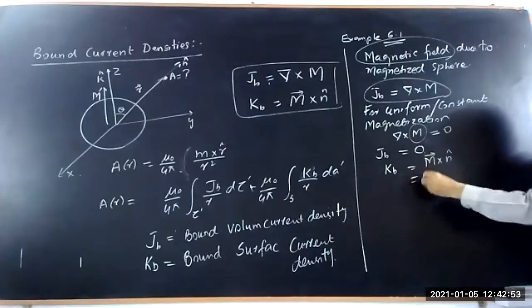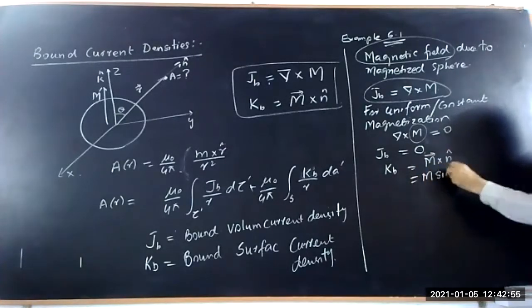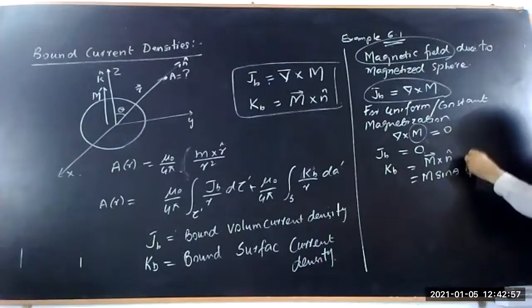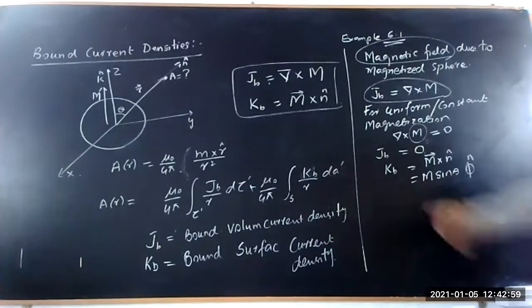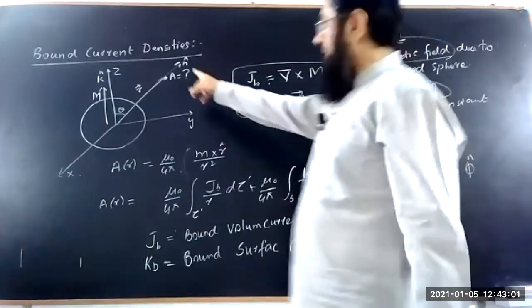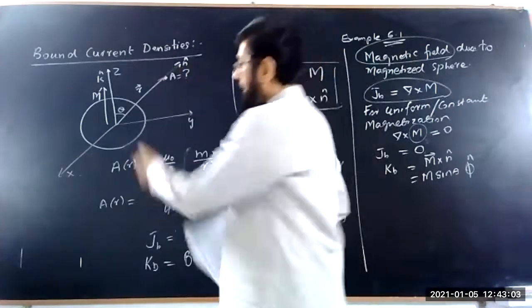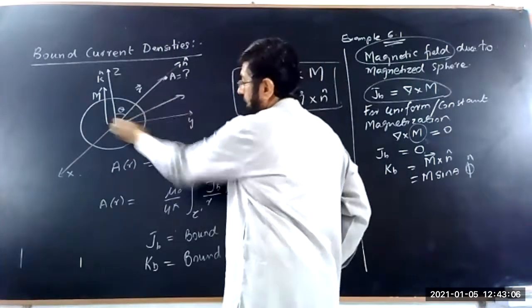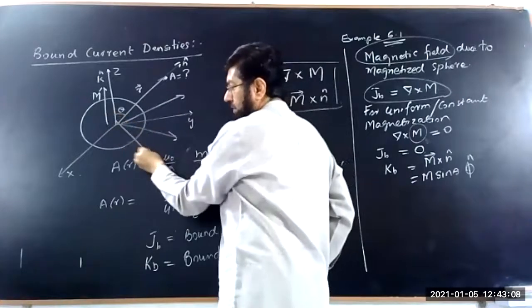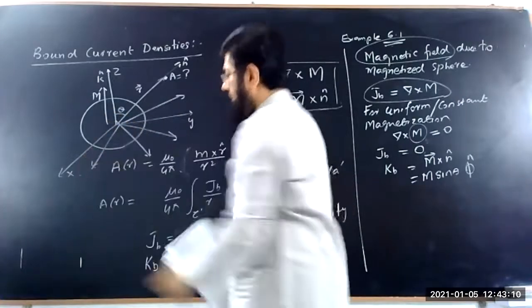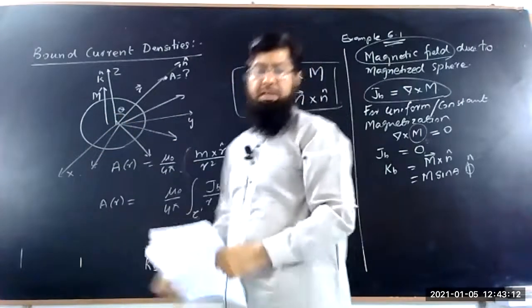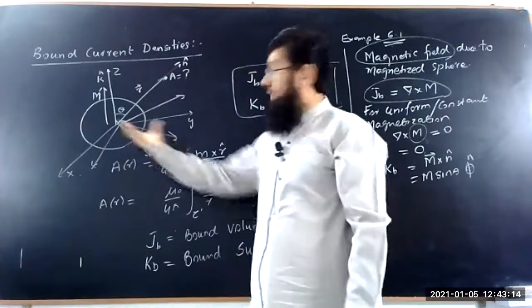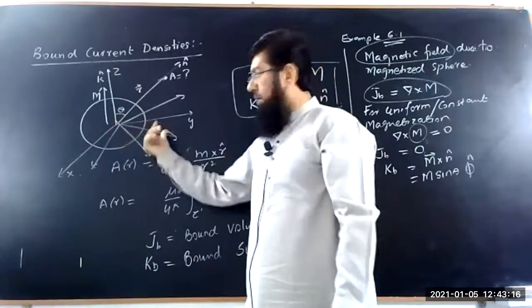So this M cross N is equal to M n sine of angle theta, and it is along the phi axis. It means this N may be in this direction, this direction, this direction, in every direction. N is the vector which is normal to the surface of the sphere. So N may be in any direction.